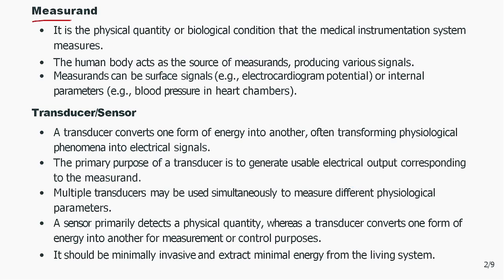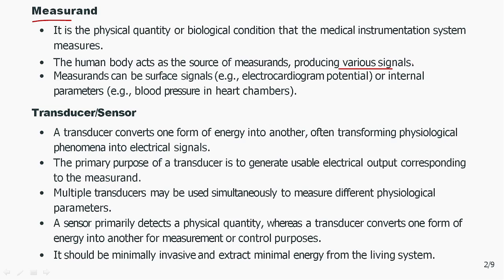Now what is measurand? It is the physical quantity or biological condition that the medical instrument system measures. It may be your pulse, or it is the waveform generated due to the electrical activity of heart, like your ECG. Similarly, the human body acts as a source of measurand, producing various signals. These signals, as we have previously discussed, we have different types of biomedical signals or biosignals, and they are generated from numerous points of different sources, different physiological activities that is going on inside our body.